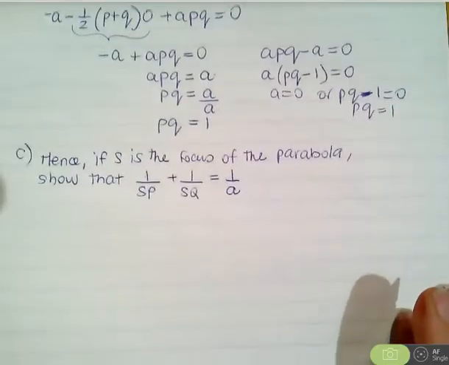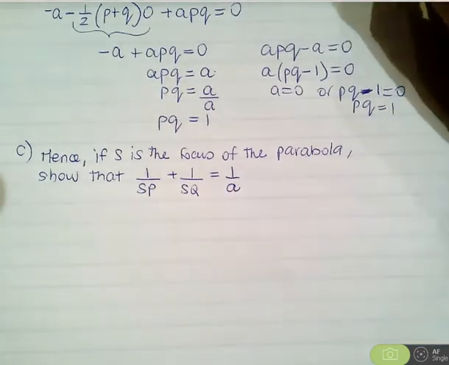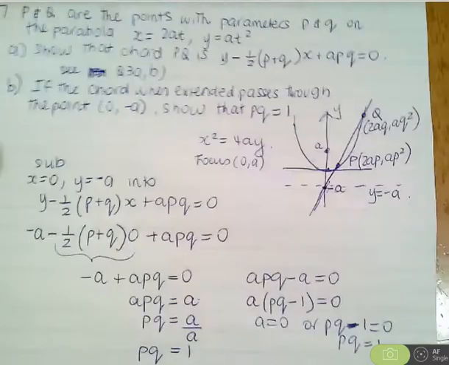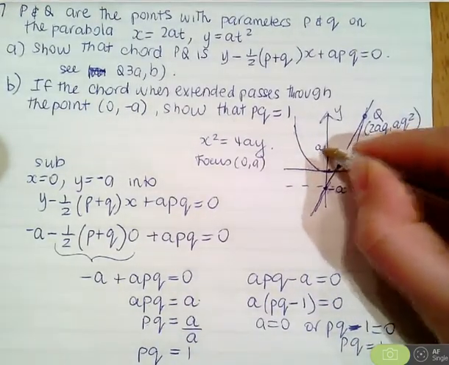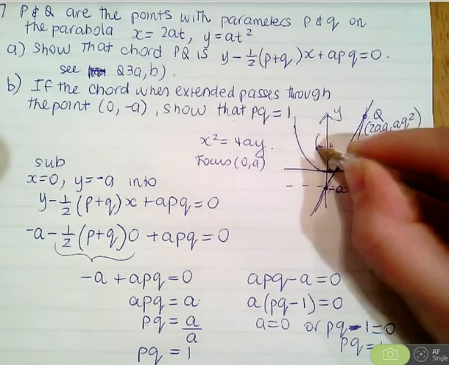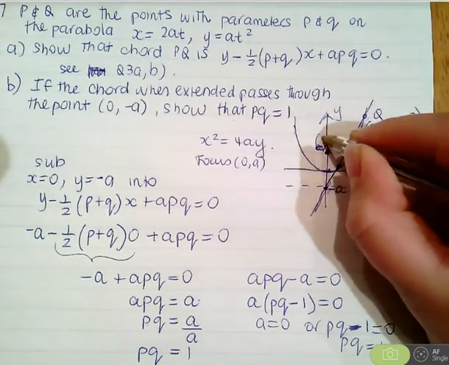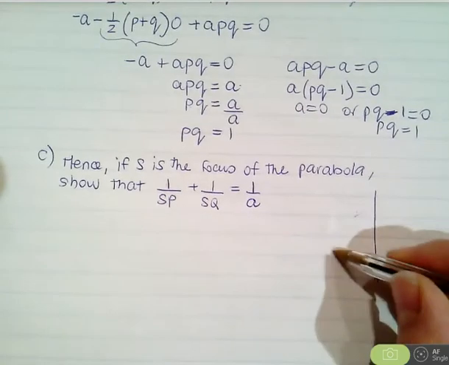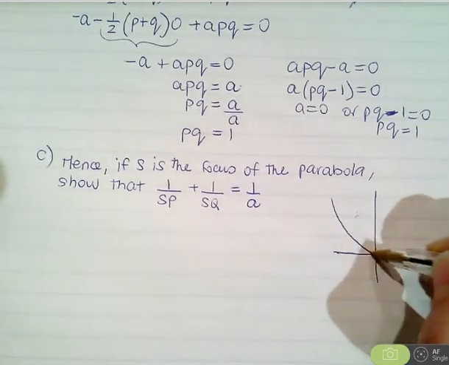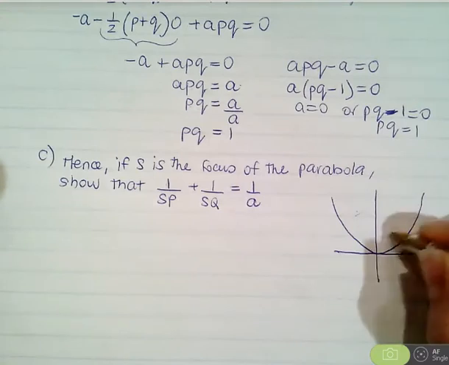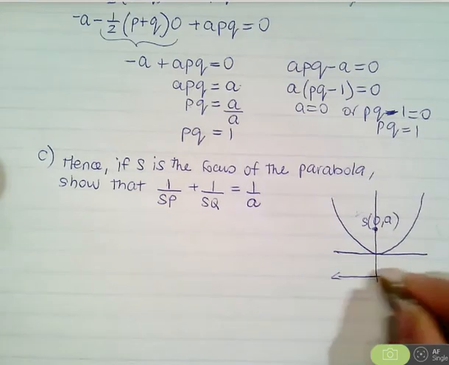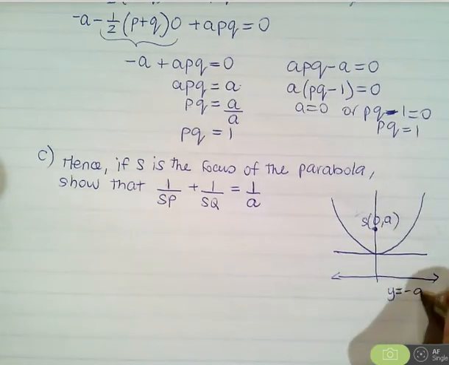And now in part C, hence if S is the focus of the parabola. Now I'm going to go back up here. Now you'll be able to see the diagram. If S is the focus of the parabola, remember the focus here is the point 0A. So S is the point 0A. I'm going to draw it all down here again. So we've got a parabola, and S is the point 0A. We know that the directrix was down here, y equals minus A.